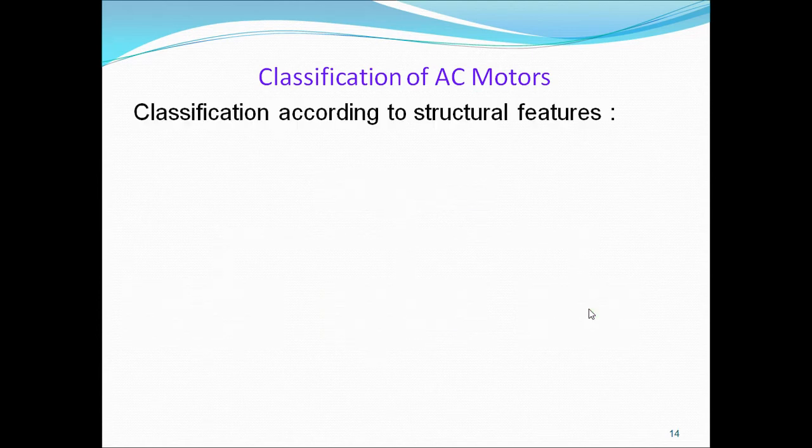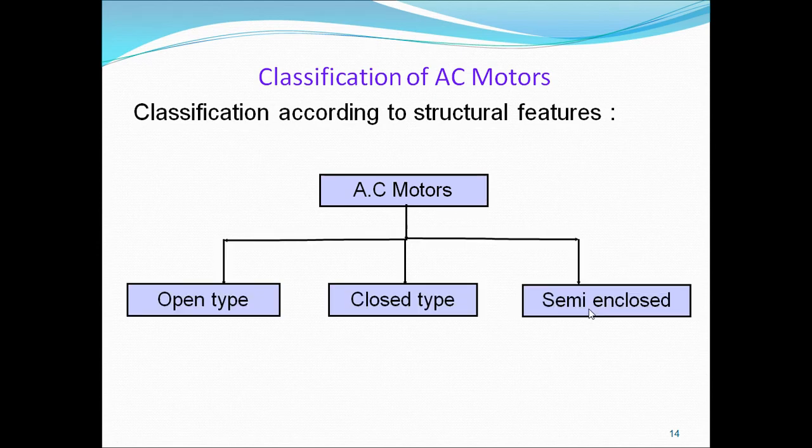So the next classification is according to the structural feature. Structural feature means how the structure is designed. Designing is a very big task in designing the motor. So it is an open type, that means it is not completely closed; it is opened. And closed type means all the stator frame is closed. Semi closed means only a partial part of the structure is closed.